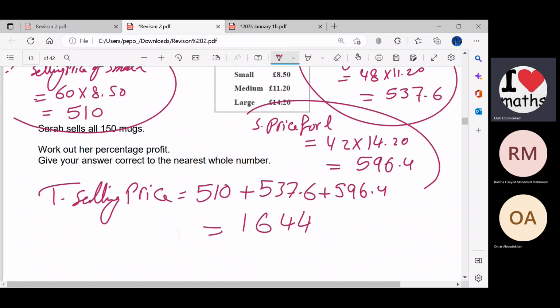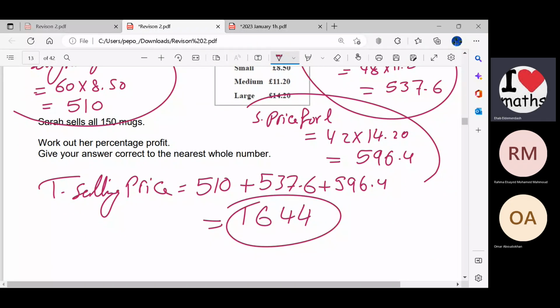1,044. This is the total selling price. I need you to go into the story. I need you to pretend that you are the owner of the project. What she did, she brought this stuff for this amount and she started to sell it for these prices and she sold all. So what she gained by the end?